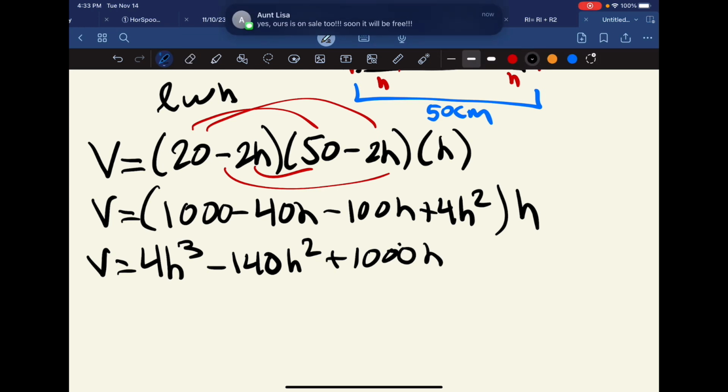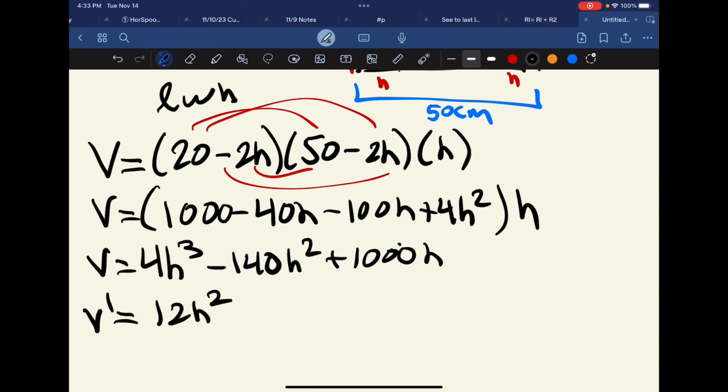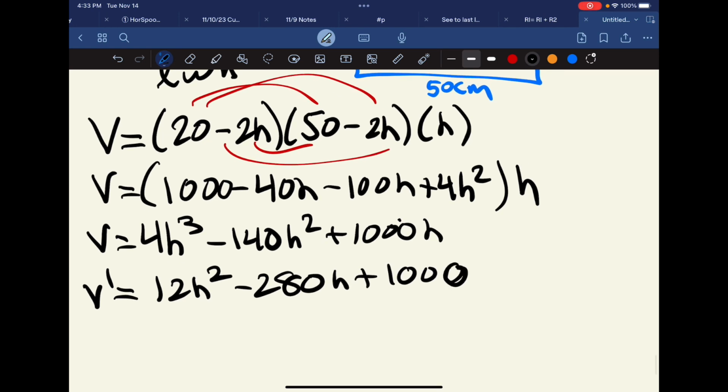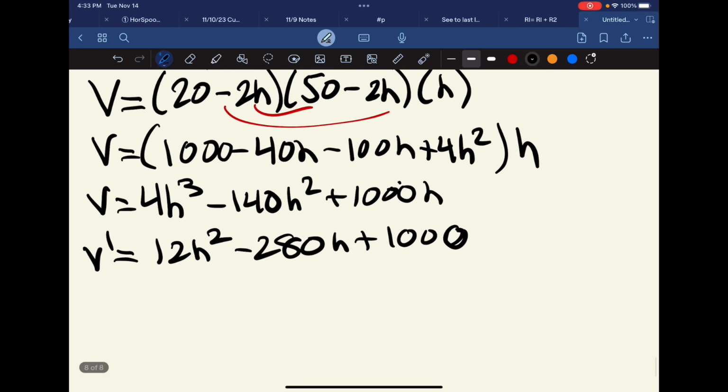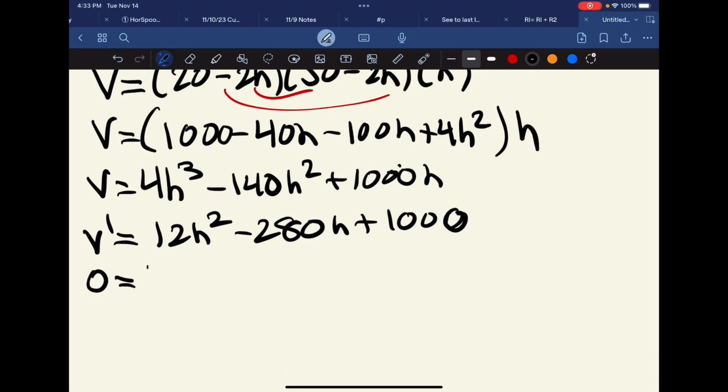All right, so now we're going to want to take the derivative of this volume formula. So we're going to get 12h squared minus 280h plus 1,000. And we need to find the zeros of this, right? Because in order to make a sign chart for our first derivative to figure out where we're increasing and decreasing, and therefore where we have a max or a min, we need to set it equal to 0. So 0 equals 12h squared minus 280h plus 1,000.